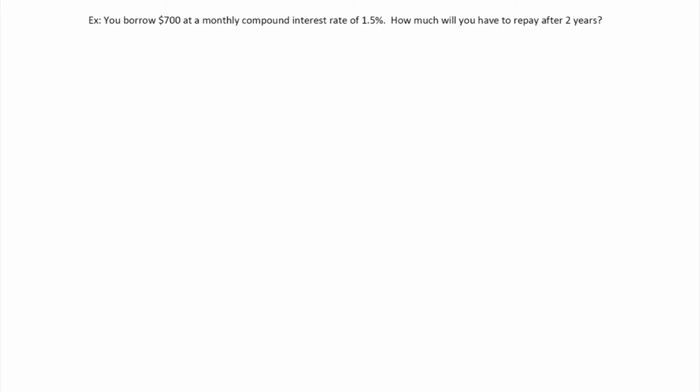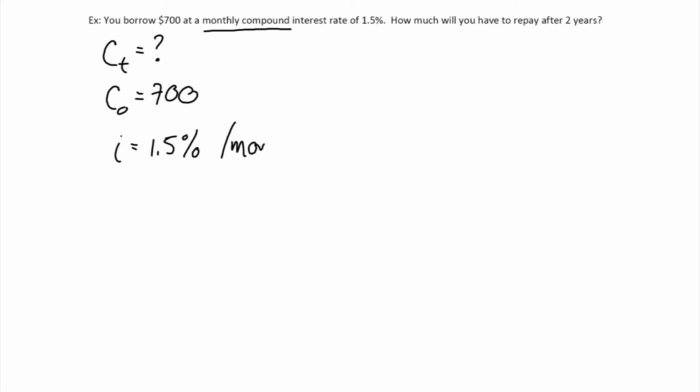Let's try another example. You borrow $700 at a monthly compound interest rate of 1.5%. How much will you have to repay after 2 years? Again, we're looking for that final repayment value. So what is the final value of the loan worth? The initial value is $700. We're told that the interest rate is 1.5%. The key difference here is that it's monthly. So that's per month. And the term is 2 years.